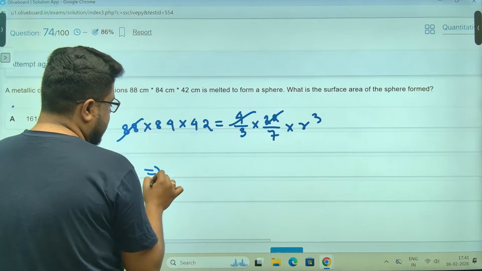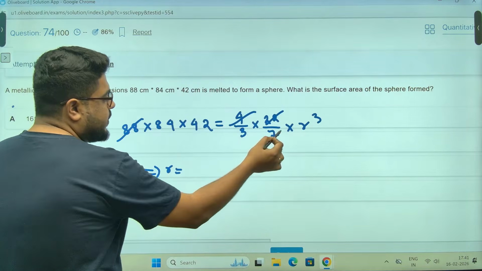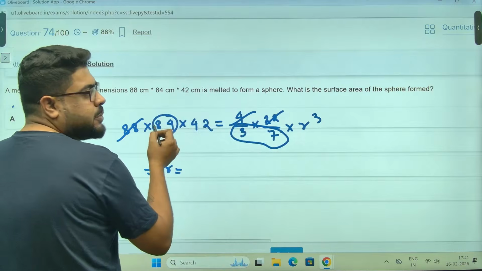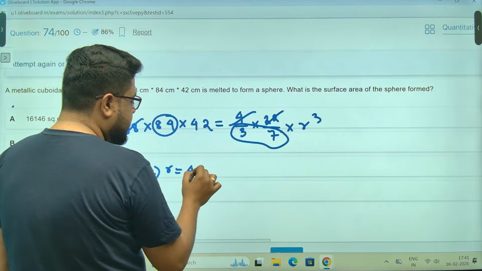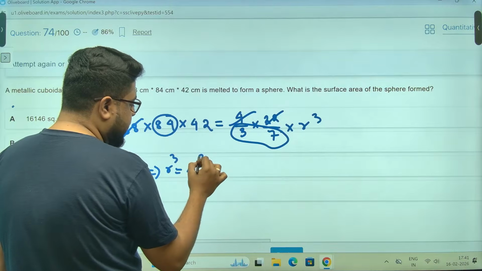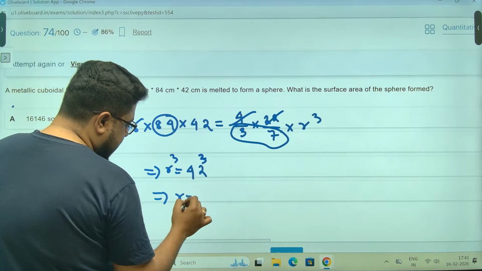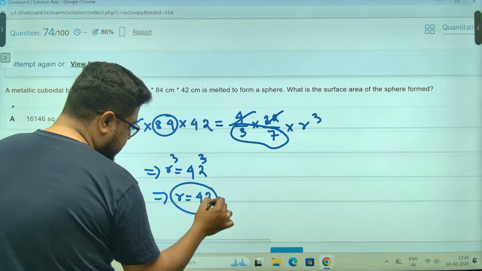Okay, got it. R is 42, as I can see. Why? 21 and there will be a 2 from here. So it will become 42 and this 21 into 2 will become 42. So this will become R cube equal to 42 cube. So R becomes 42, sir.